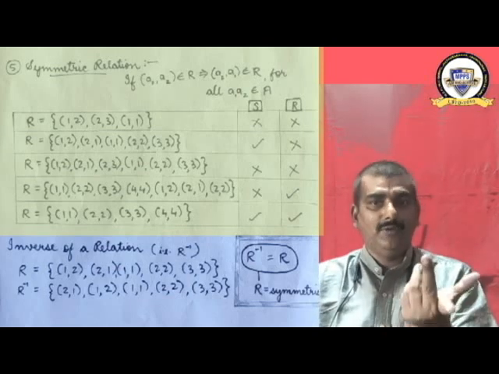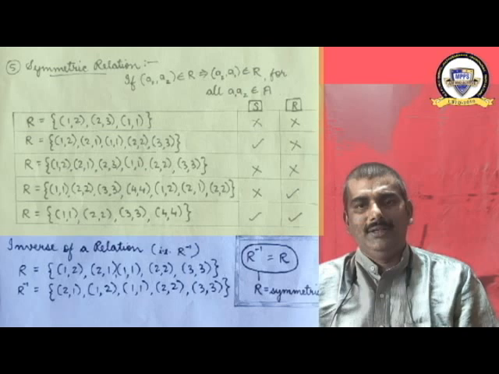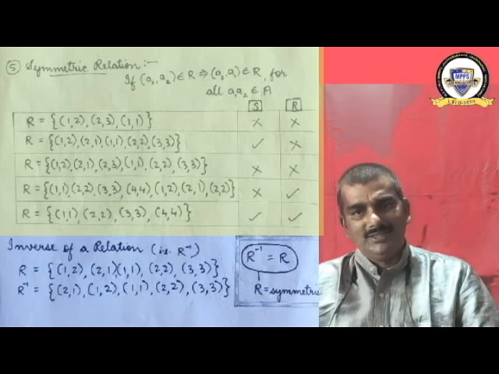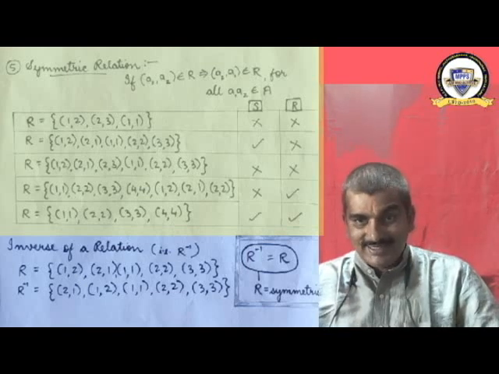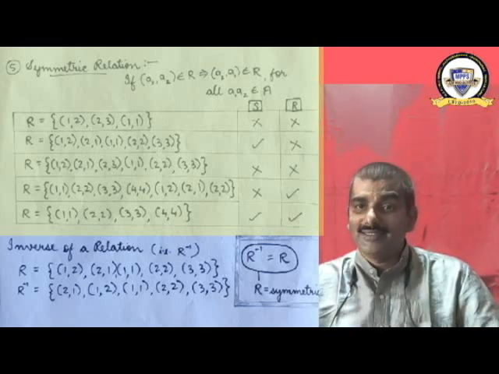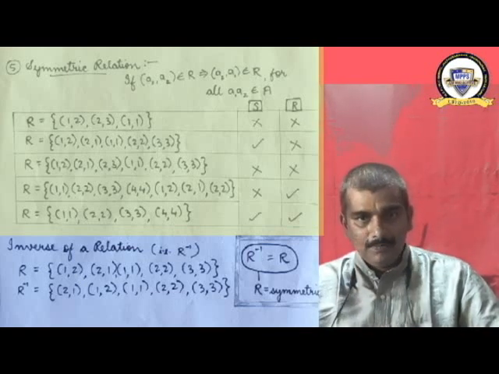1 1, then if we make the reverse order, 1 1 itself will be the answer. 2 2 is the same way, then 3 3 is also. So we can say it is symmetric, but it is not reflexive. Why is it not reflexive? Because 4 4 is not here.